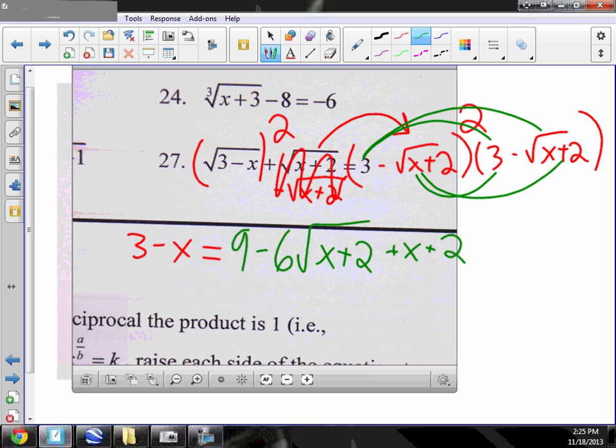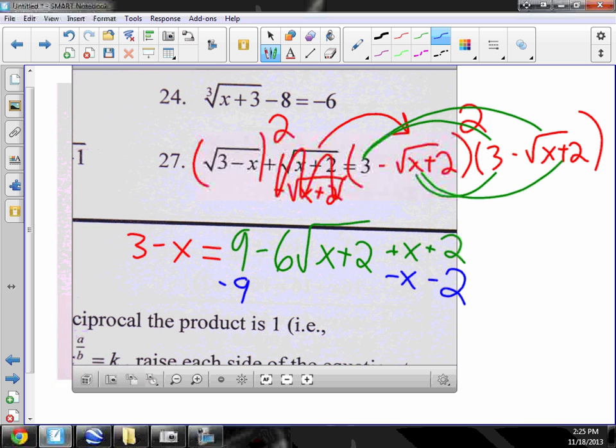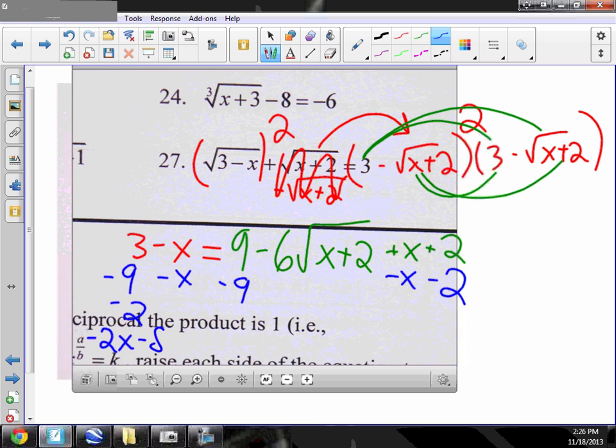Now I need to get this square root by itself. So I'll move everything but the square root to the left side. So we're going to subtract 9, subtract x, and subtract 2. So that gives me, I'm going to change the order. X minus x is negative 2x. 3 minus 9 is negative 6, minus 2 is negative 8, equals negative 6 square root of x plus 2.